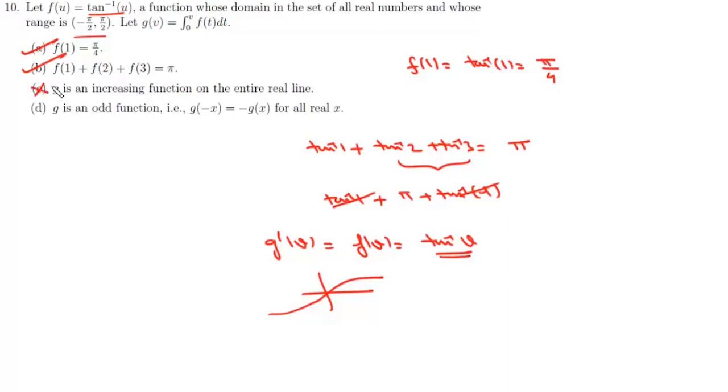Now this D is, g is an odd function. Now if we look at g dash v is equal to fv and fv is odd. Now if g dash is odd, it simply means gv is an even function. So this option D is also incorrect. So the correct options are only A and B.